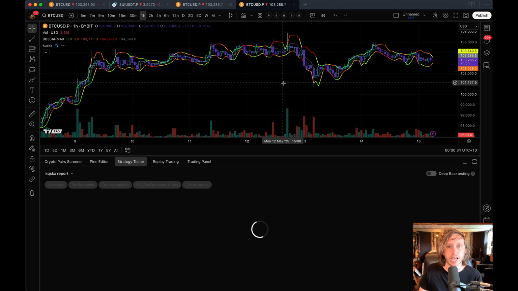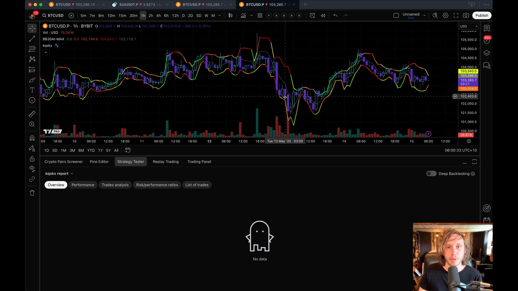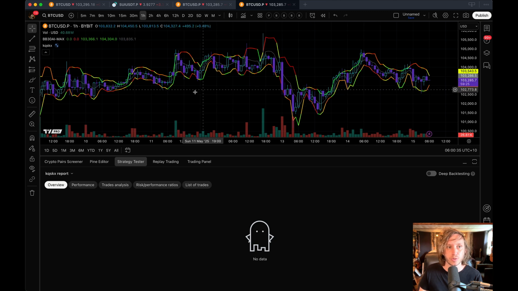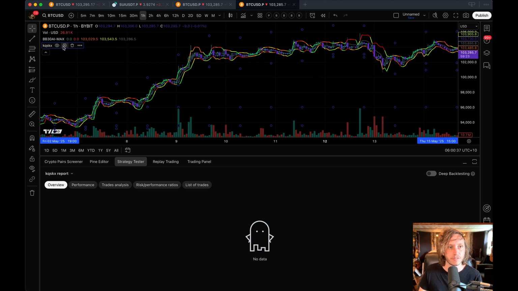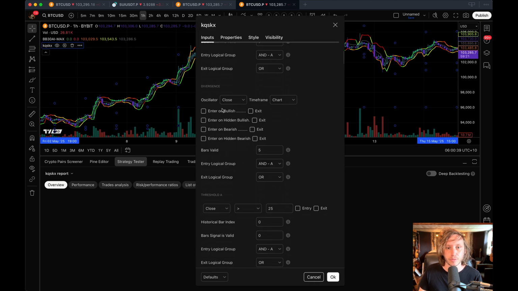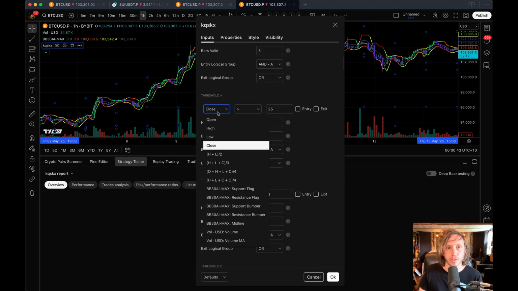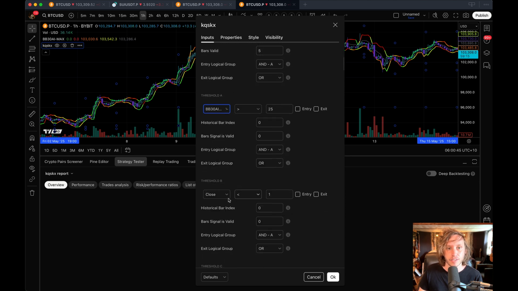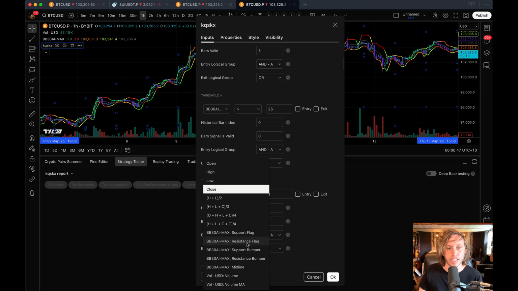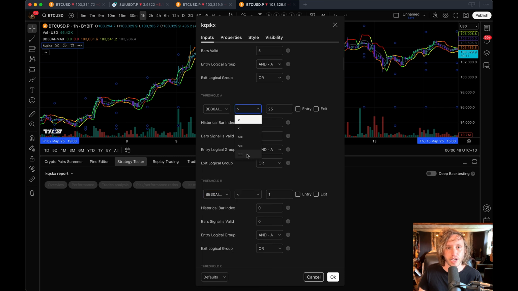Okay, so you can see on the 1 hour time frame, the bands have adapted pretty well to the price movement, but we'll know for sure by doing this. I'm going to go ahead and say enter on support band, exit on resistance. The way I do this is I just put it equal to 1, and I'll say enter on the support flag, exit on the resistance flag.